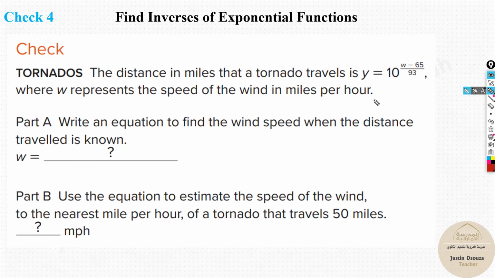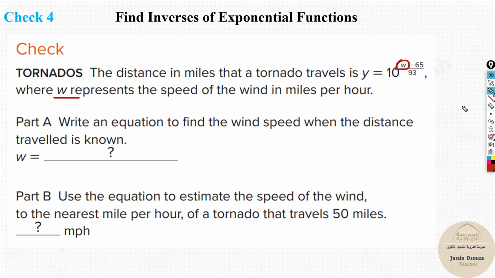Pause the video, try it by yourself, and then I will do it along with you. I hope you at least tried. Now, the distance in miles that a tornado travels is y equals 10 to the power (w minus 65) by 93, where w represents the speed of the wind in miles per hour. Write an equation to find the wind speed when the distance traveled is known.